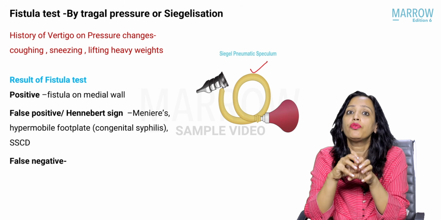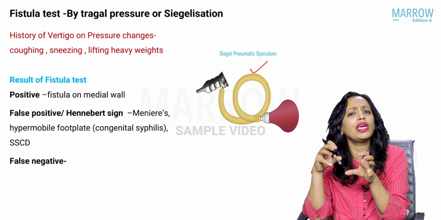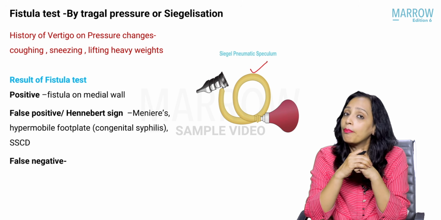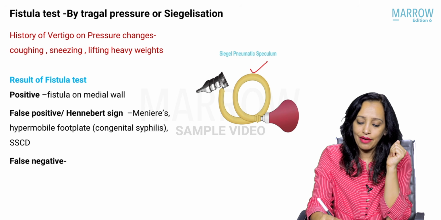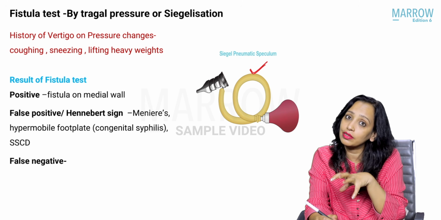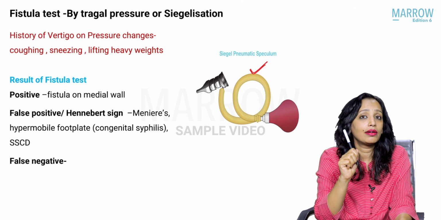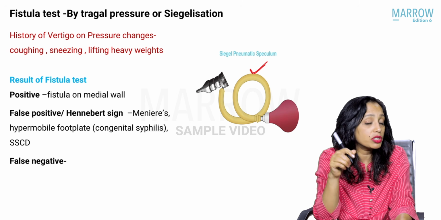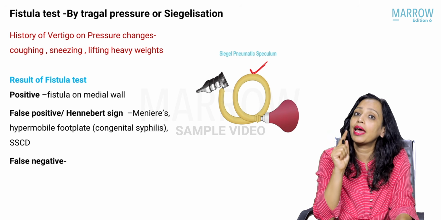Yes, so that is when we need to go for a test which is known as the fistula test. What we do here is we increase the pressure of the external auditory canal with the Siegel's speculum, and we see whether this patient is having vertigo along with nystagmus or not. So if we do this test and we get vertigo as well as nystagmus while increasing the pressure with the help of a Siegel's speculum, it means that there is a fistula.